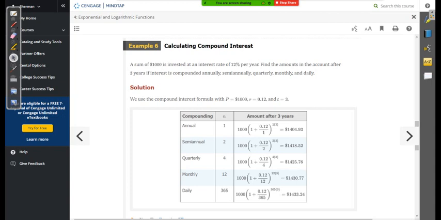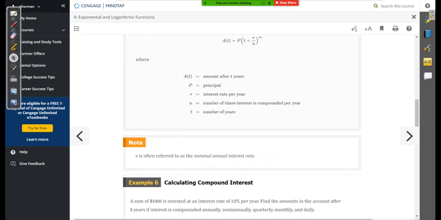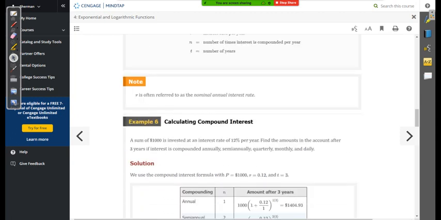Find the amounts in the account after 3 years of interest, compounded annually, semi-annually, quarterly, monthly, and daily. Okay, so the only other one that's in all 5 of these would be the 3, which is going to be time, right? 3 years isn't any of these other ones, and so you'll pretty much know what number goes where by just the language that is given to you.